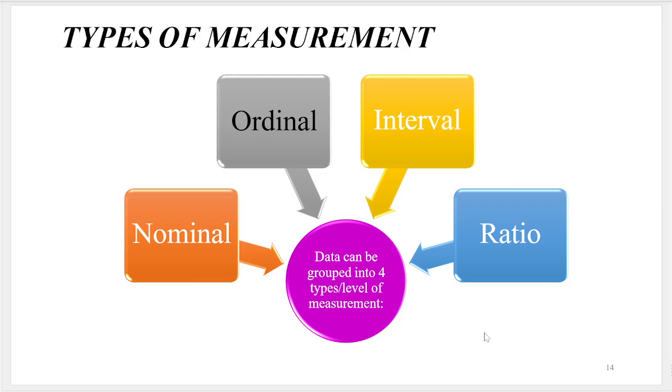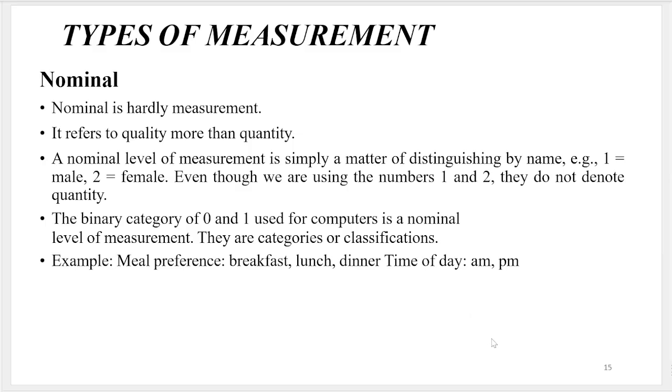On the other hand, data can be grouped into four types of measurement: nominal, ordinal, interval, and ratio. Nominal measurement is the most basic level of measurement, where data are classified into categories or labels without any numerical meaning or order. It focuses on quality rather than quantity, meaning the numbers assigned, for example, 1 for male, 2 for female, are only used as labels and do not represent value or magnitude.